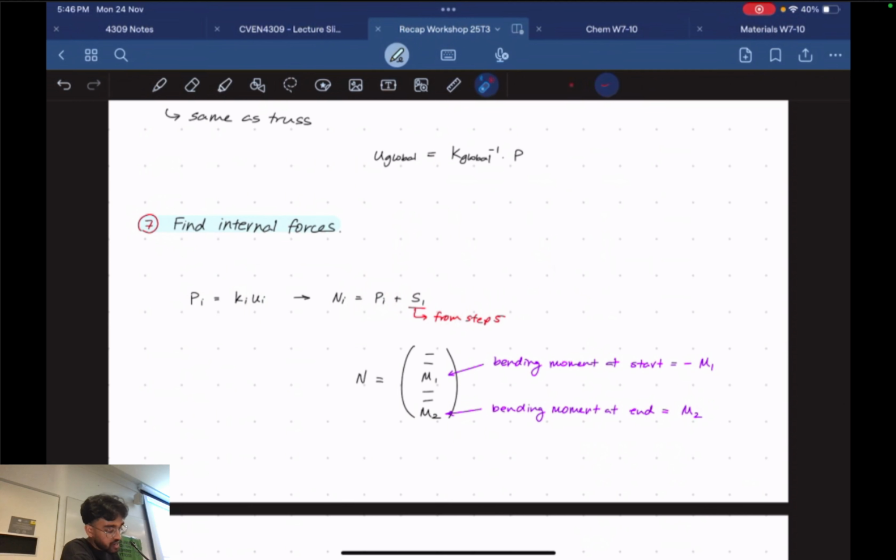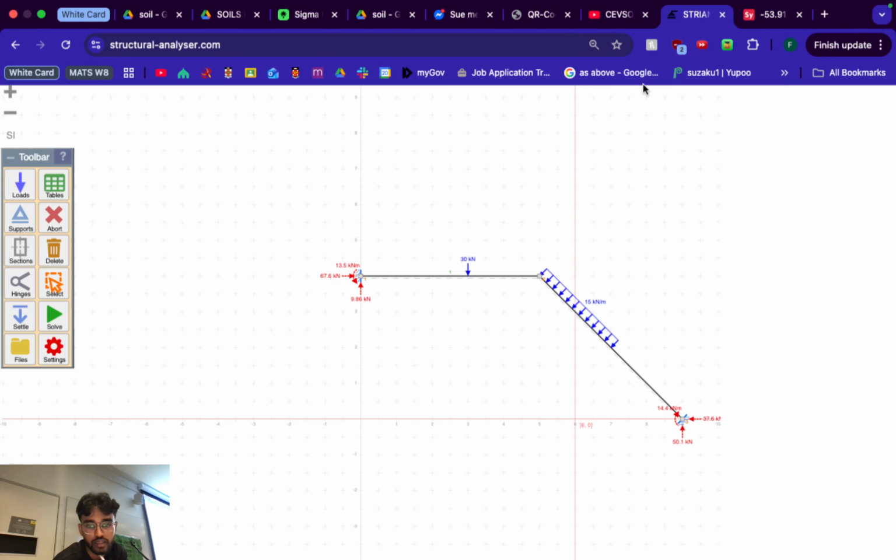And then you also got to add S1 to find your internal forces. Pretty much after you do that, you get a BMD that should look like this.